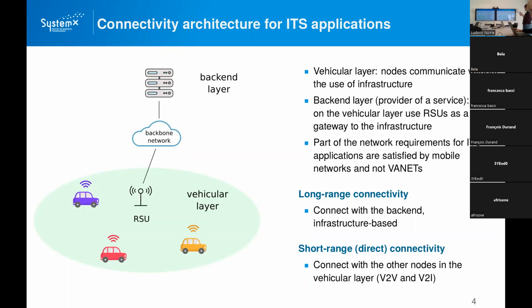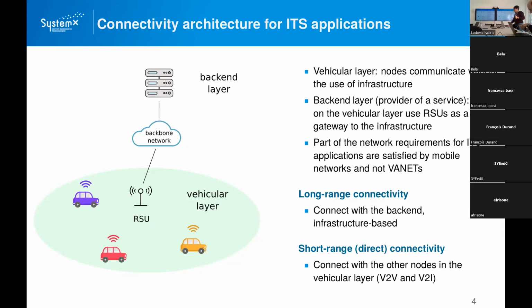So a part of this infrastructure is closer to a mobile network than a VANET, in the sense that we said before. And so we speak about long-range connectivity, which is the connectivity from the vehicular layer towards the backend, and short-range or direct connectivity, which is the one that enables you to talk with your neighbors, with the other vehicles, with the other cars, and with the RSU.